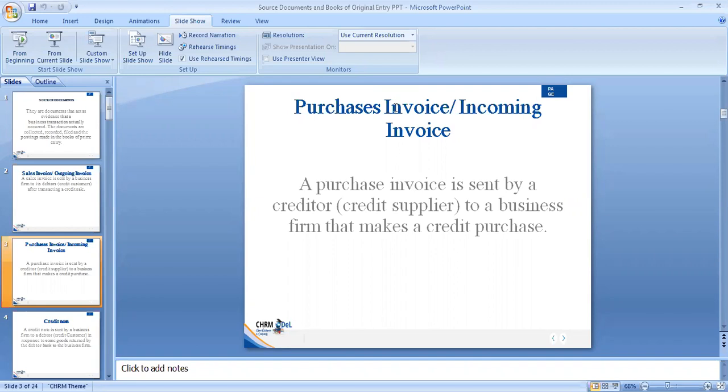So a purchase invoice is normally sent by the credit supplier or another supplier who has given goods on credit to us, requesting payment for those particular goods. At any given period, we might be interested in knowing how much we have bought on credit. The value of the goods that we have bought on credit in a particular period is simply the sum of all the purchases invoices that we have received. All the purchases invoices that we have received will give us the figure for all the credit purchases that we have made in a particular time period.